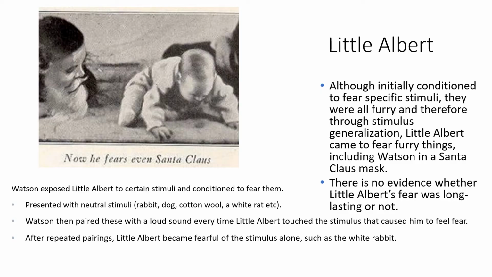And so as a reminder, here we have little Albert who is exposed to a loud noise, and then we have a pairing of the loud noise with a white rat, and eventually the white rat causes fear. So he became fearful of the stimulus alone. And we can see here it wasn't just a white rat, it was other things as well that he was conditioned to fear. And so he began to generalize his fear. So here we see stimulus generalization.